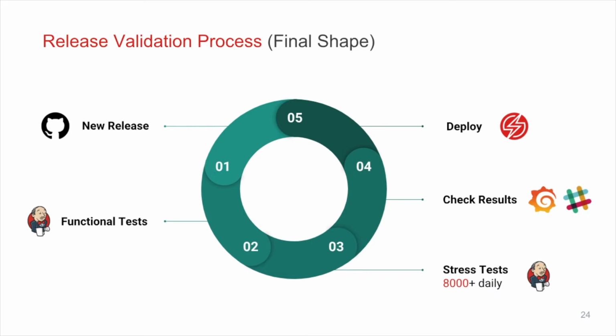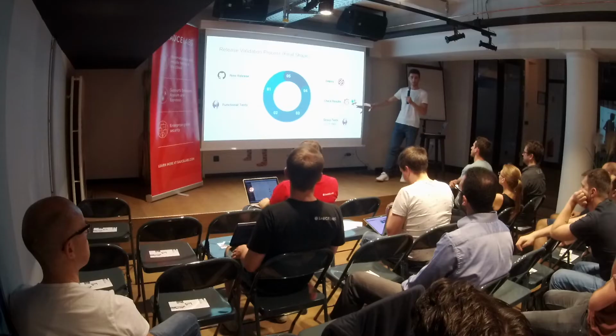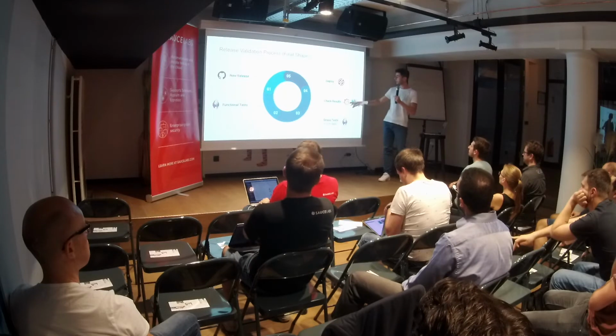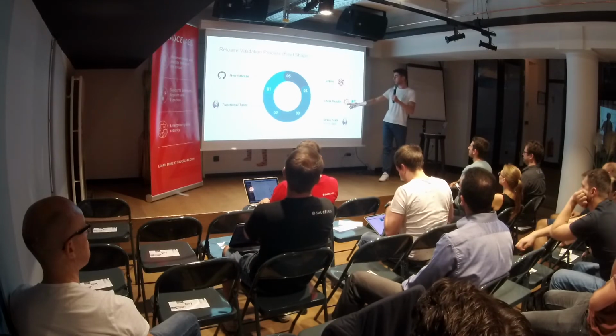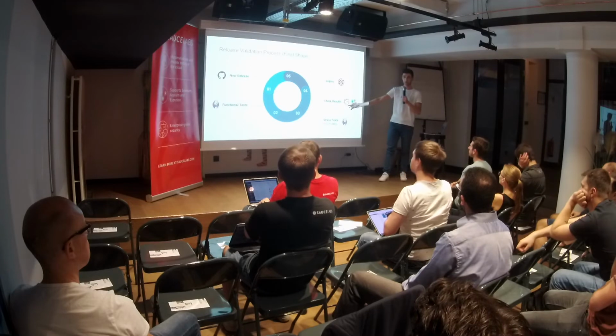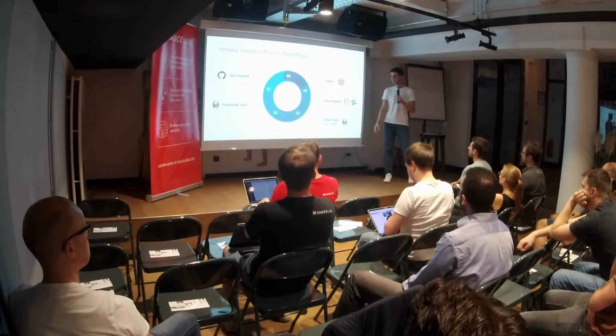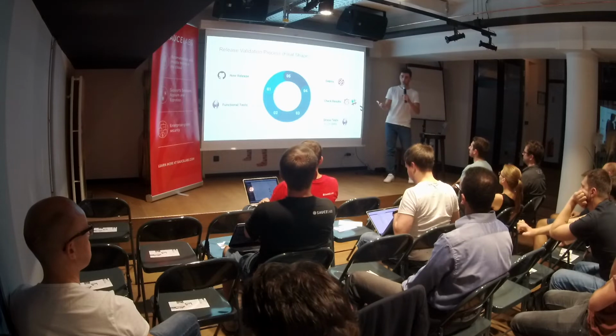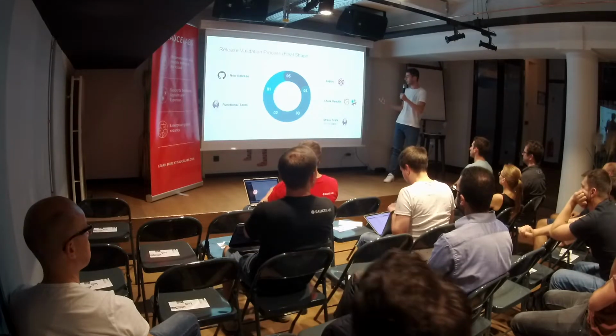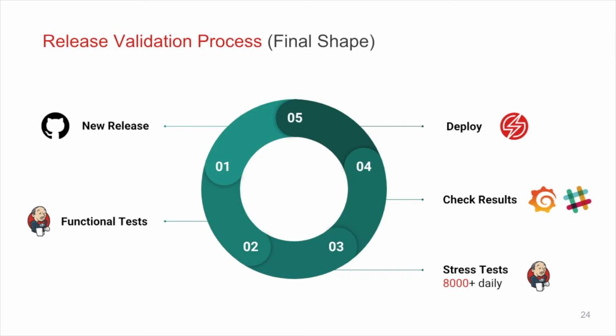And after we run the functional test and stress test overnight, it's almost early morning. We can wake up every day in the morning, check results on Slack, check results like Grafana dashboards and graphs, and say, okay, that looks good, no exceptions, nothing abnormal, everything looks good, then we say we can deploy. We push the button and we deploy. And this is our release validation process today.